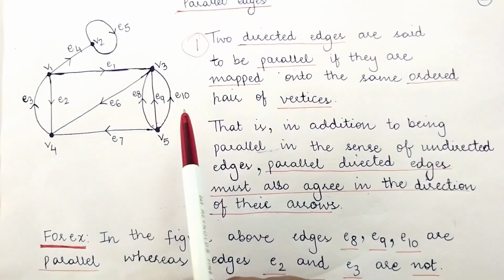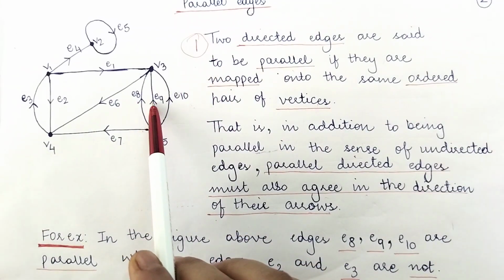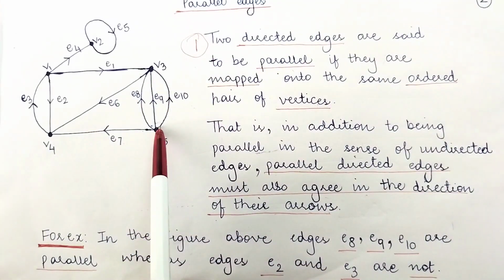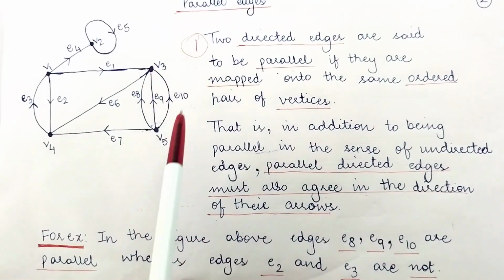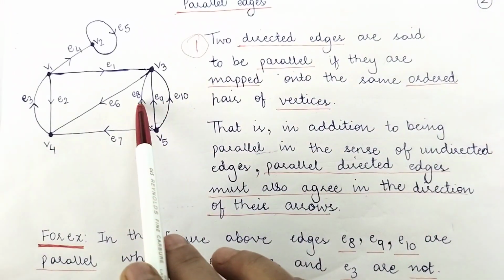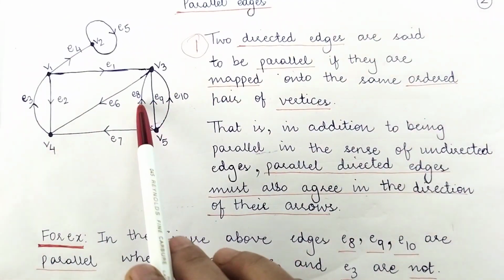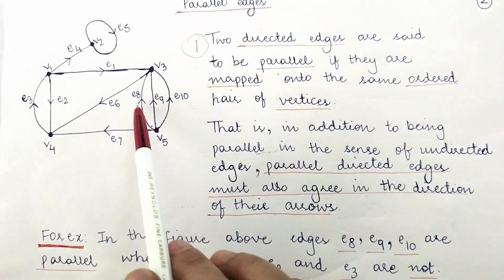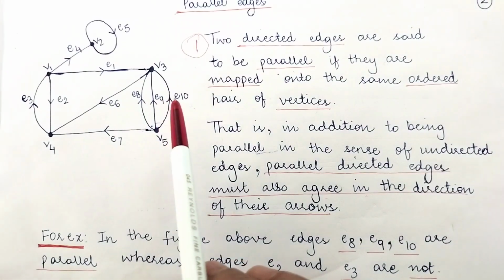For example, if you consider this graph, you can see that edges E8, E9 and E10 are incident upon the same pair of vertices, V3 and V5. All these three edges are incident upon the same pair of vertices V3 and V5. So one condition is satisfied. Now we have to see if they have the same direction of arrows also. And clearly you can see that E8, E9 and E10, all three are having the same direction of arrows. So hence E8, E9 and E10, all three of them are parallel edges.